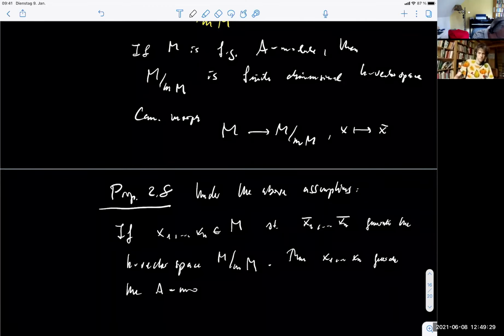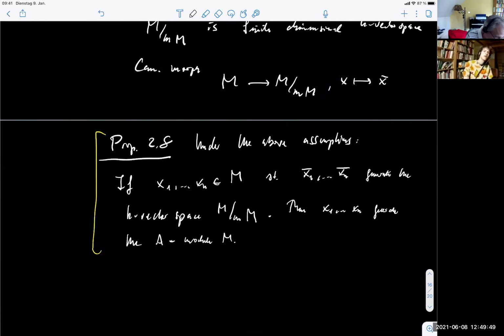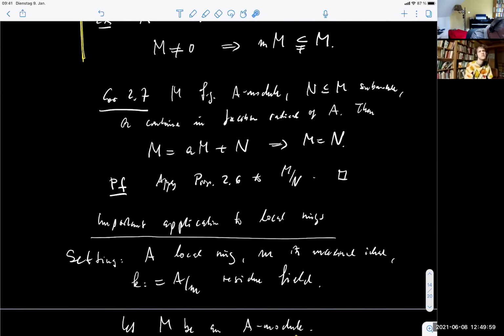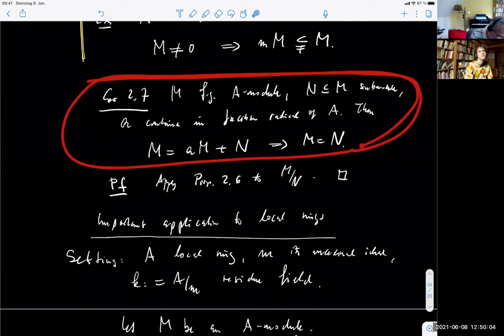So I think it's really important to have this. If you want to check that these are generators of the module, it's enough to go to the residue class vector space and check it there. And why is that the case? Well, the proof: we are going to apply our Corollary 2.7, which is this thing.